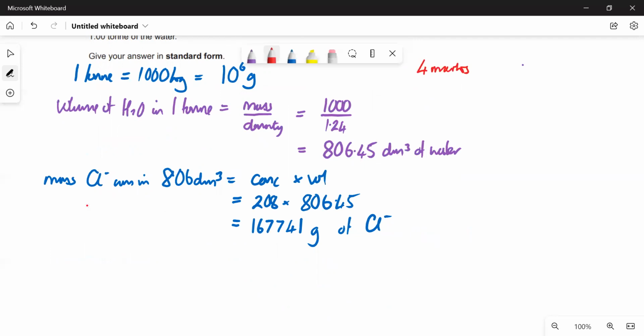Okay, so the moles of chloride ions is equal to the mass over the Ar, the atomic mass of chlorine. So that's going to be 16741 divided by 35.5 for chlorine. That gives us 4,725 moles.